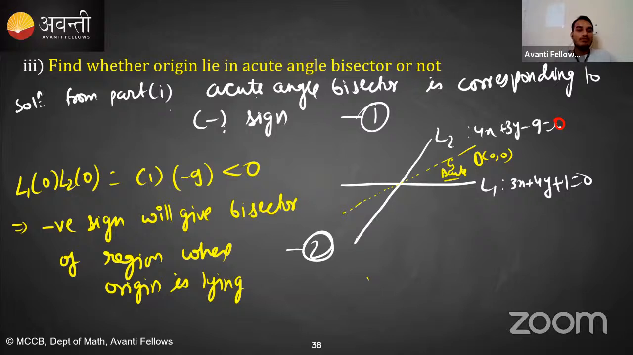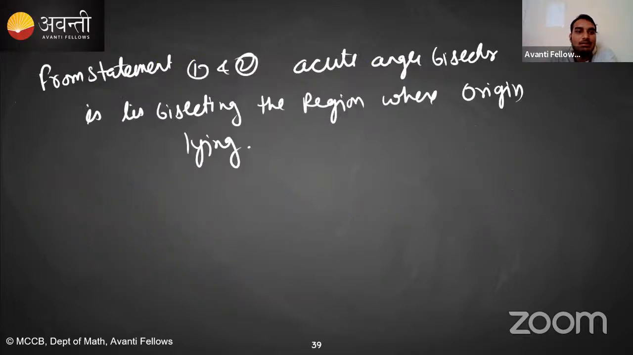तो कैसे चेक किया? From the first part, सबसे पहले हमने first part से तो ये देख लिया था that acute angle bisector is corresponding to the negative sign. Okay, so now I just have to check which sign will give me the bisector of the region where origin is lying. So L1p into L2p निकाला, which is negative. It means negative sign will give me the bisector of region where origin is lying. And from the first part, negative sign is also giving me the bisector of acute angle. So yes, acute angle bisector line is bisecting the region where origin is lying.